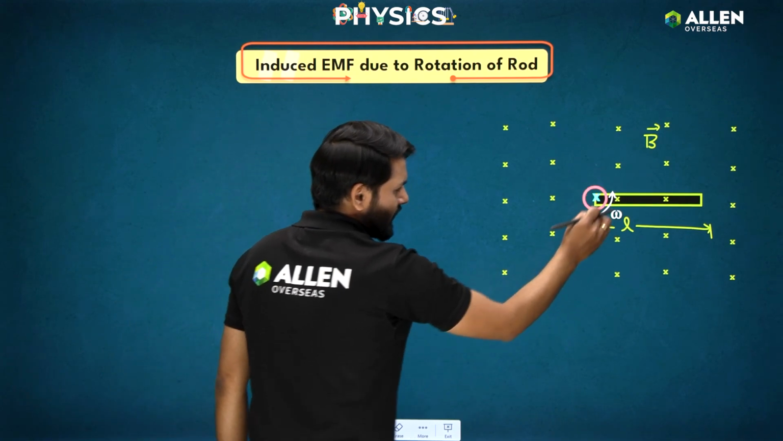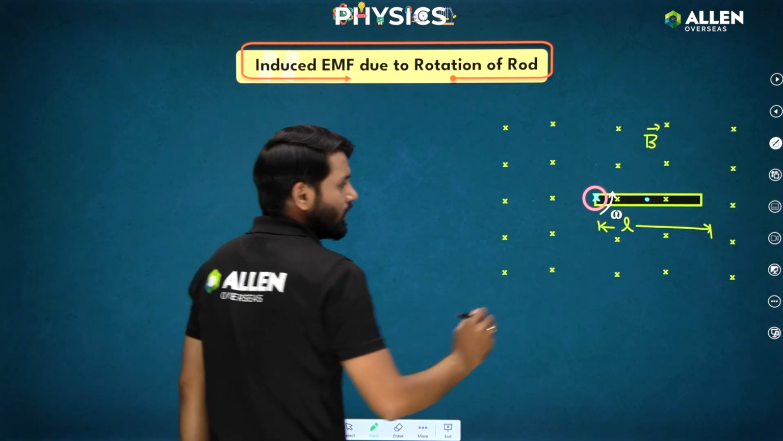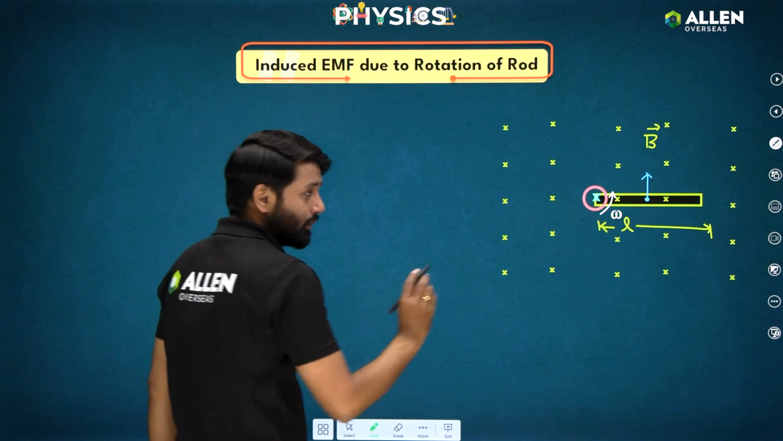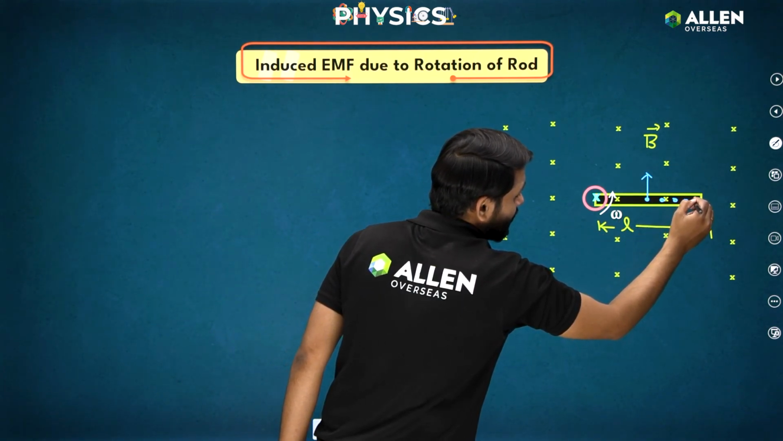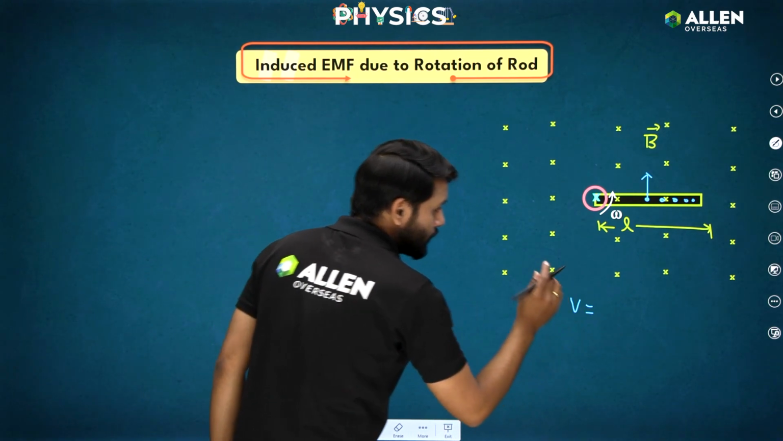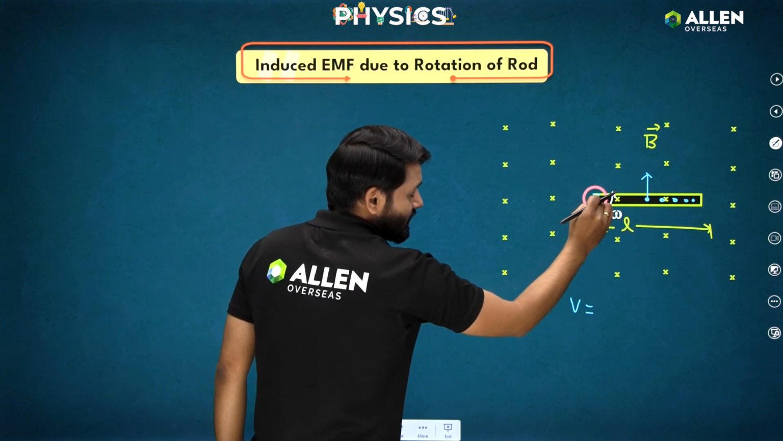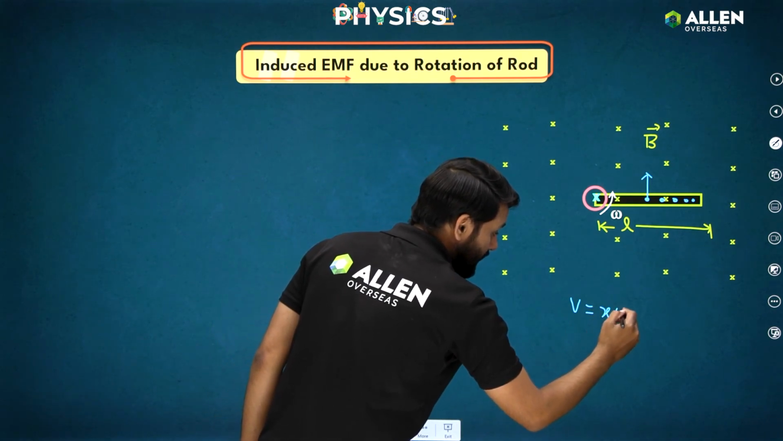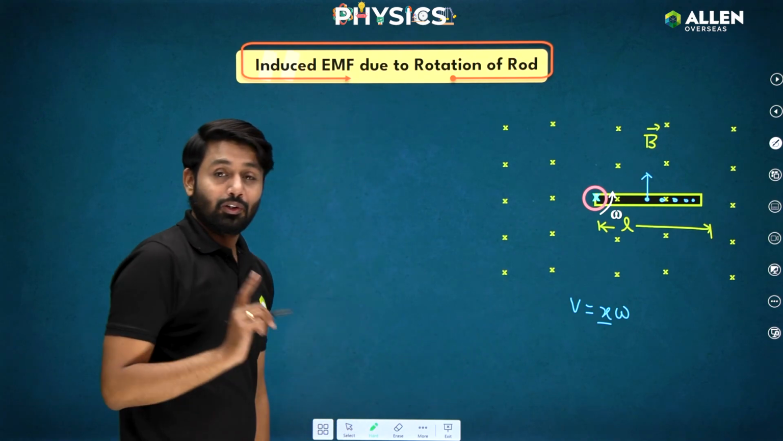Let's see. This is omega. So if this is the center of mass of the rod, this center of mass of the rod has some velocity. Similarly, different points on this rod have different velocities. Why? Because I think you all know V is equal to x omega. If omega is given, and this is the hinge, and from this point to this point the distance is x, so V is x omega, right? If x is changing, in that case V is also changing.